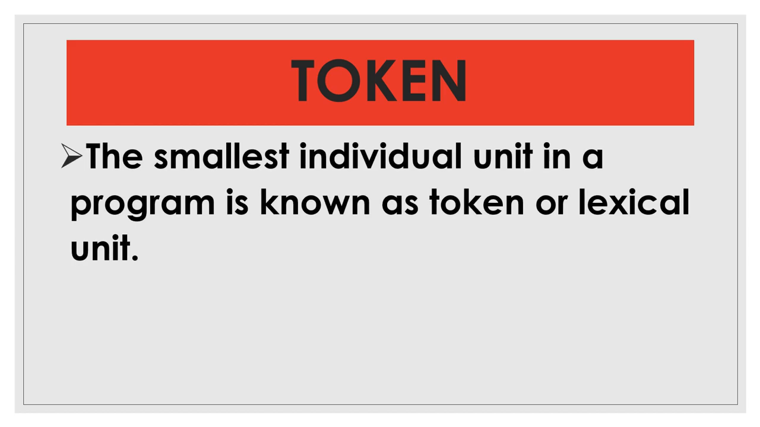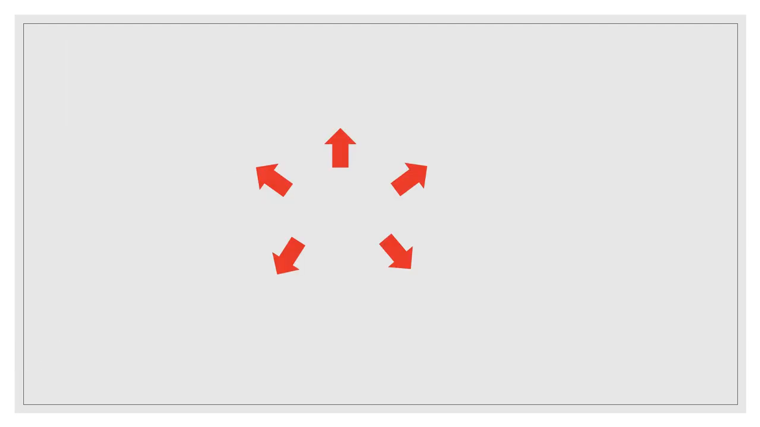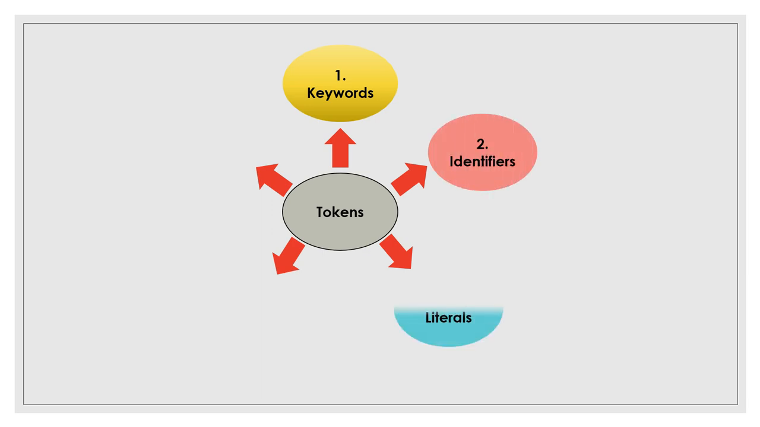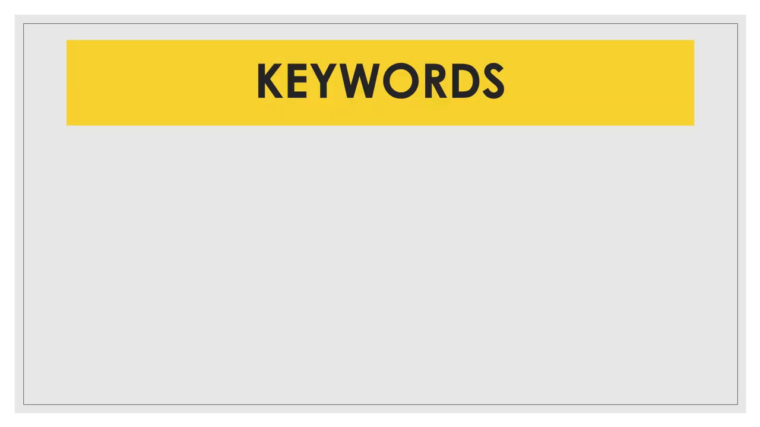After learning the alphabet, we learn word formation in any language. In the same way, the smallest individual unit in a program is known as a token or lexical unit. Python has the following tokens: keywords, identifiers, literals, operators, and punctuators. Now we will look at these tokens one by one.